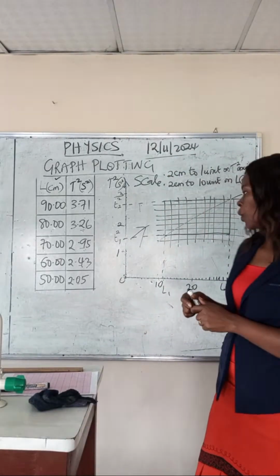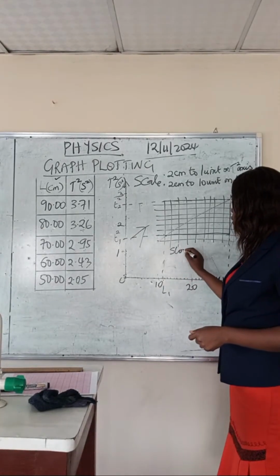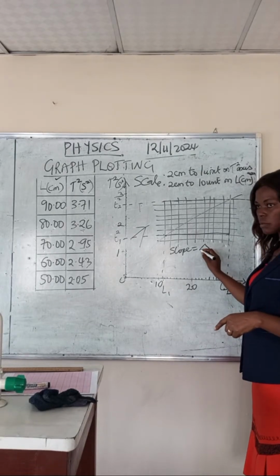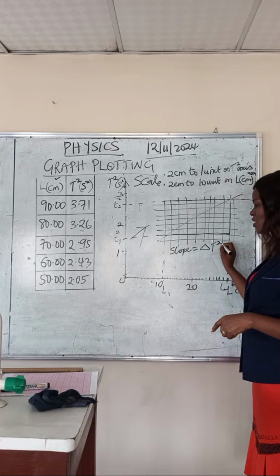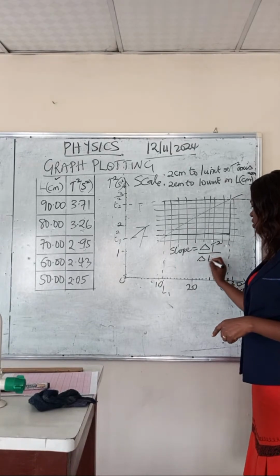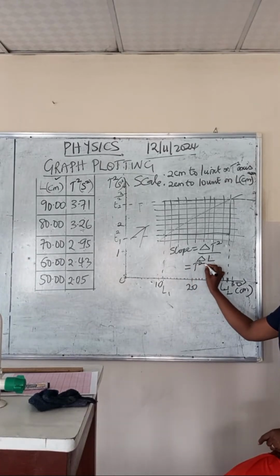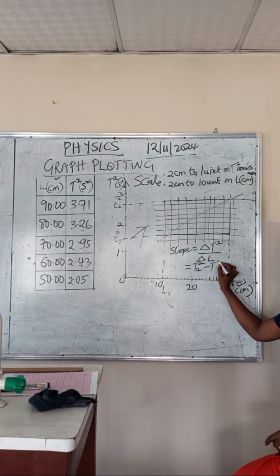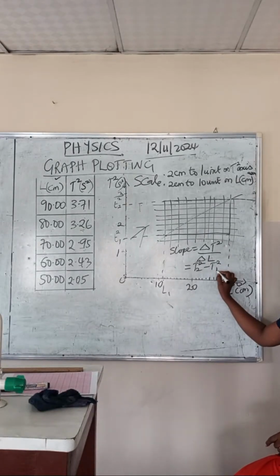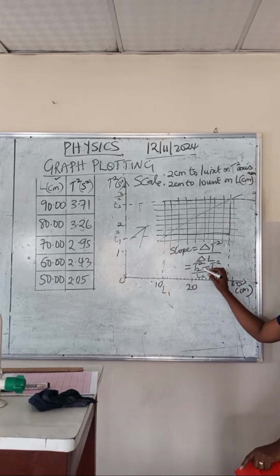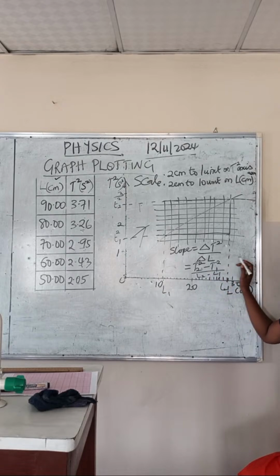Now, have we found our slope? Slope equals change in T squared all over change in L, which will be equal to T squared 2 minus T squared 1 divided by L2 minus L1. That value that you trace to the axis, get it and fix it where it's supposed to be.